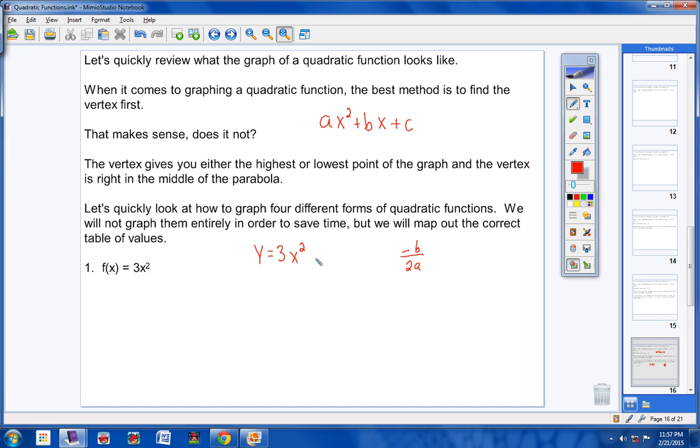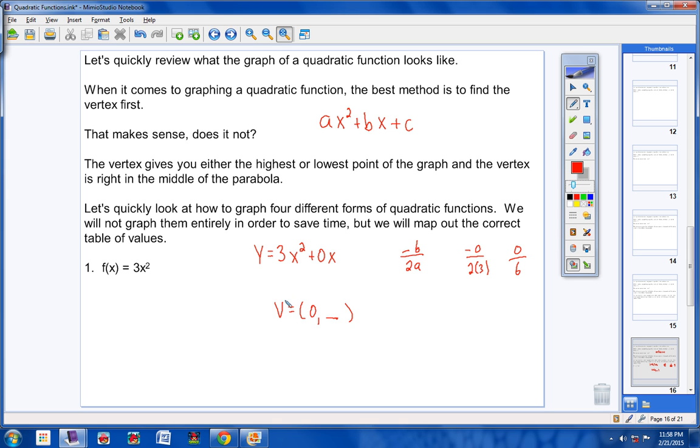There is no x term here, so it's okay to put 0x, okay? So, where the b is, I'm going to put 0. And where the a is 3, so I'm going to put 2 times a, 2 times 3. Well guys, 0 over 6 is 0. So what you know now is your vertex is 0, comma, blank.